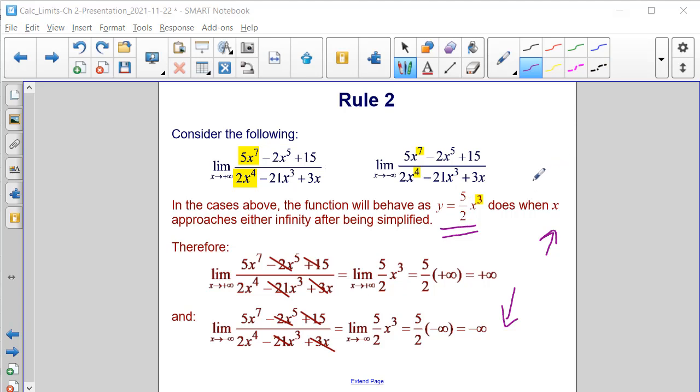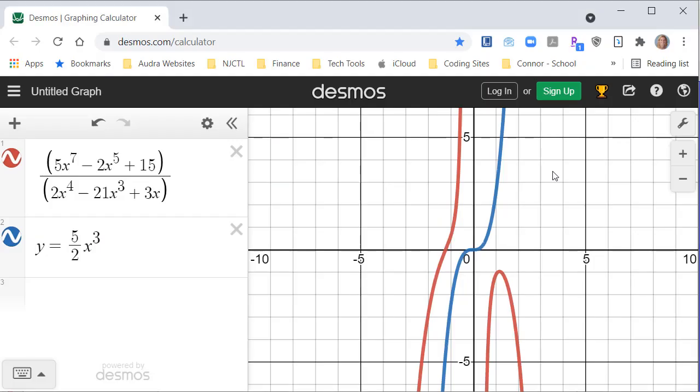Some of its zeros will potentially be different, but it will have the same end behavior as 5 halves x cubed, which would be increasing to positive infinity to the right and decreasing towards negative infinity to the left. Let's also try to verify these graphically.